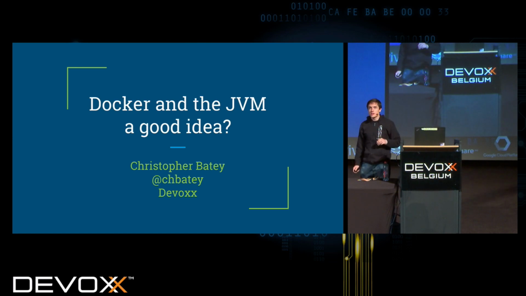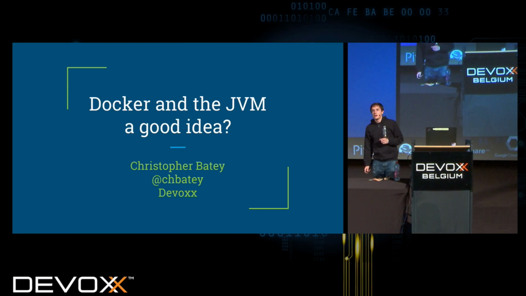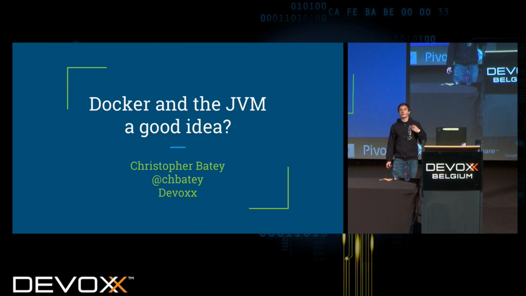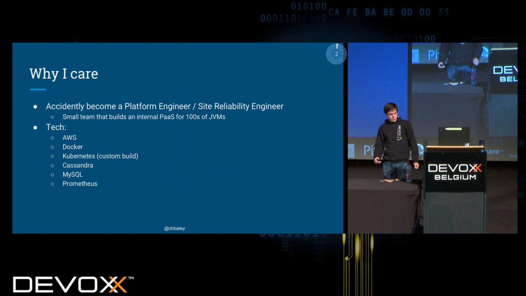So Docker's not quite as popular as it used to be, but still pretty popular. So what I'd like to talk about today is not going to be very introductory. It's going to be lessons learned and kind of war stories from running Docker in production with JVMs inside, now for around a year and a half.